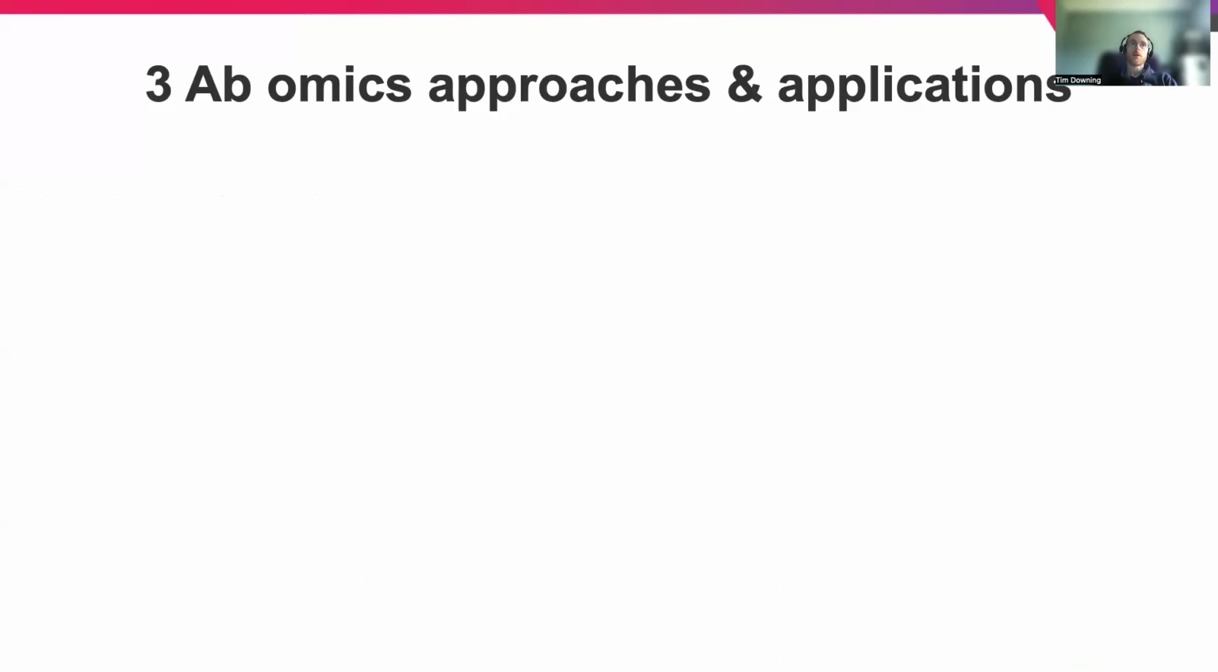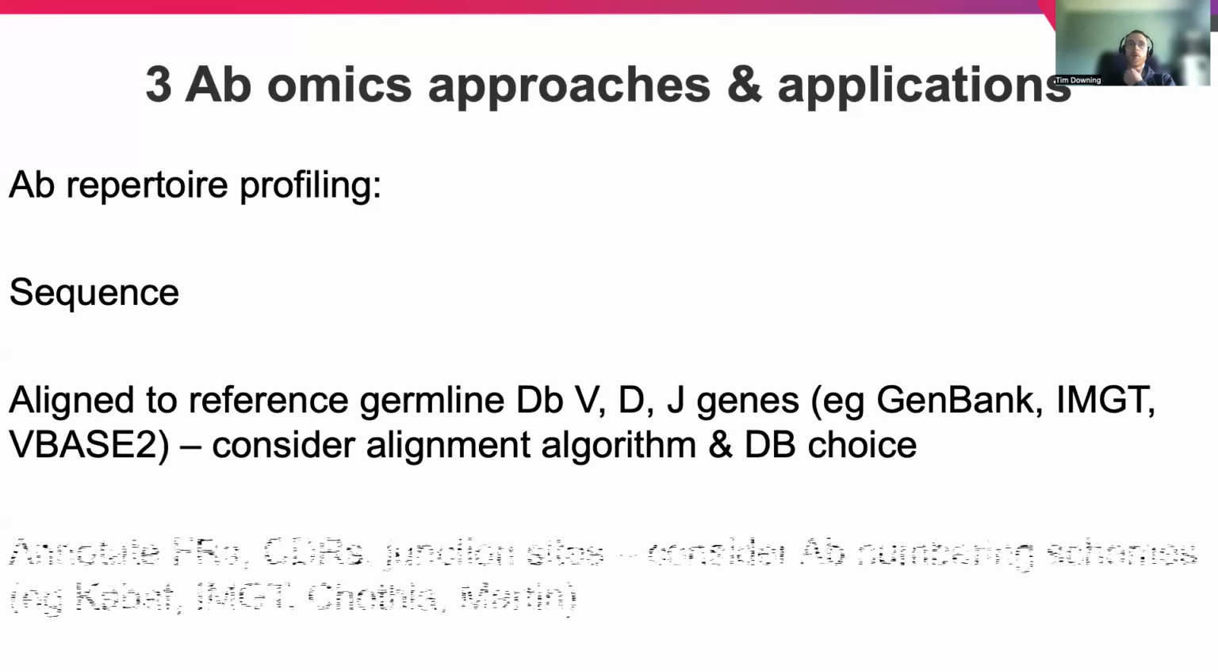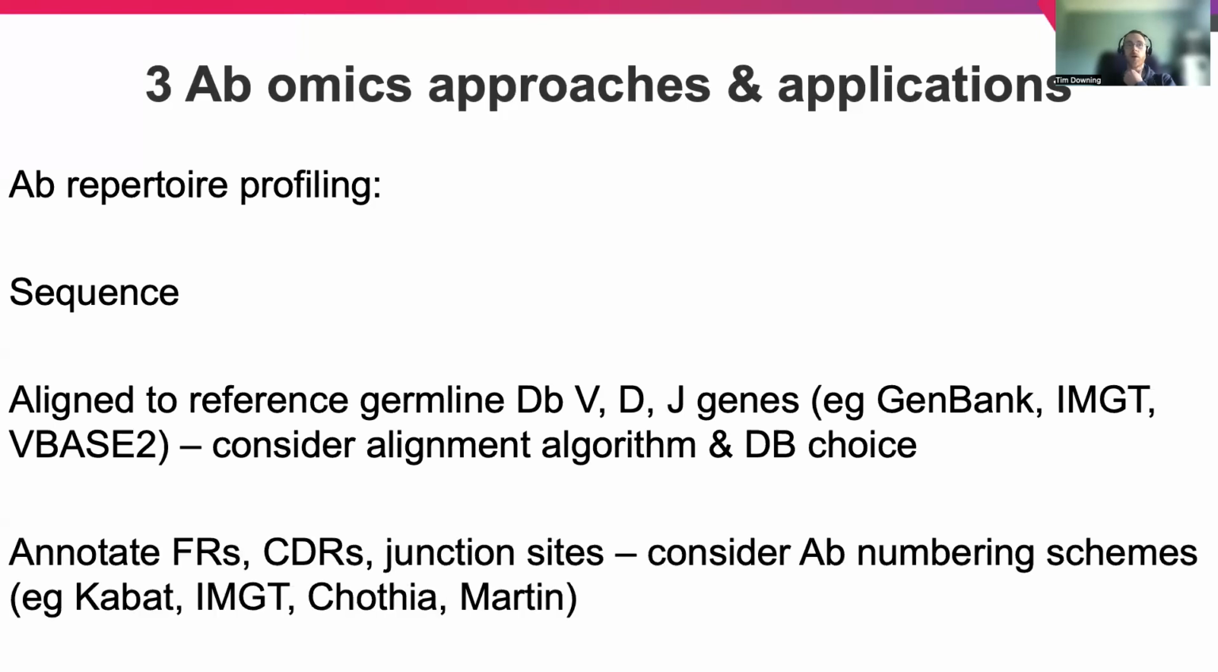So typically these alleles will be aligned to a reference database containing VDJ alleles, such as GenBank, IMGT, VBase2. That depends on the alignment algorithm being used and the database choice. And then it's possible to annotate the framework regions and the CDRs, but then we have to consider the antibody numbering schemes as well, such as Kabat, IMGT, Chothia, and Martin.